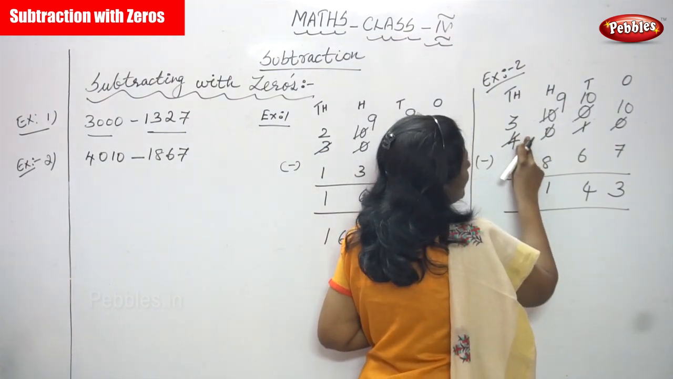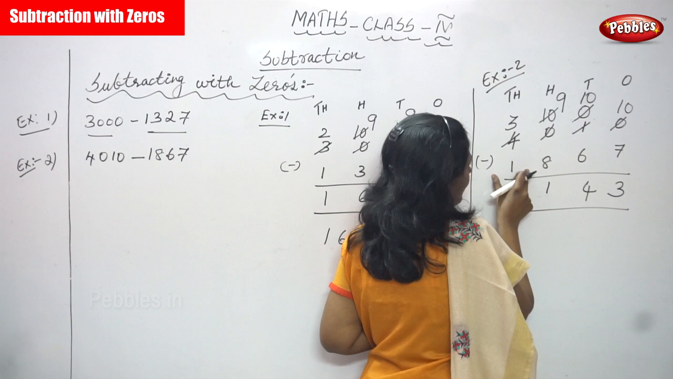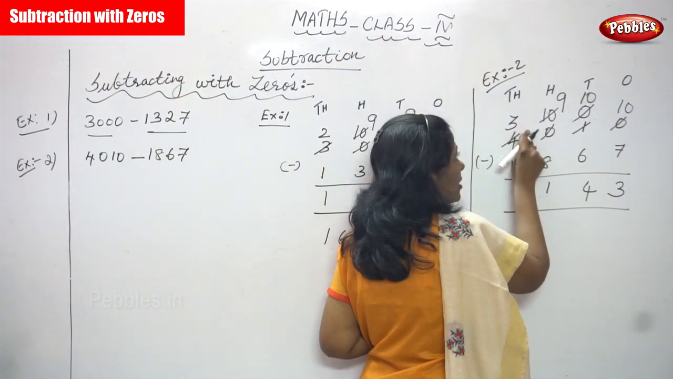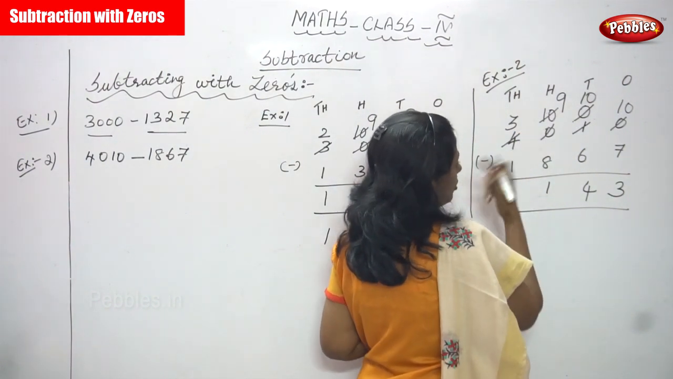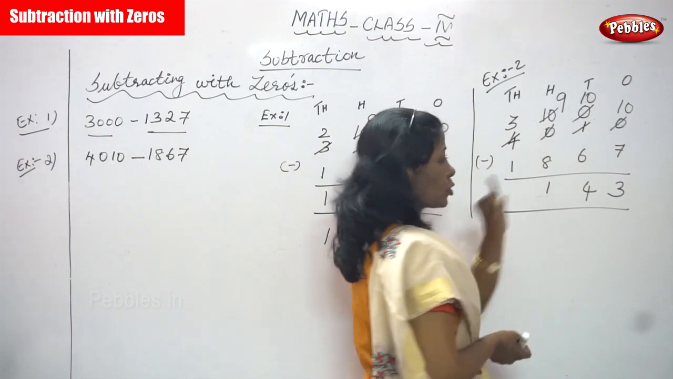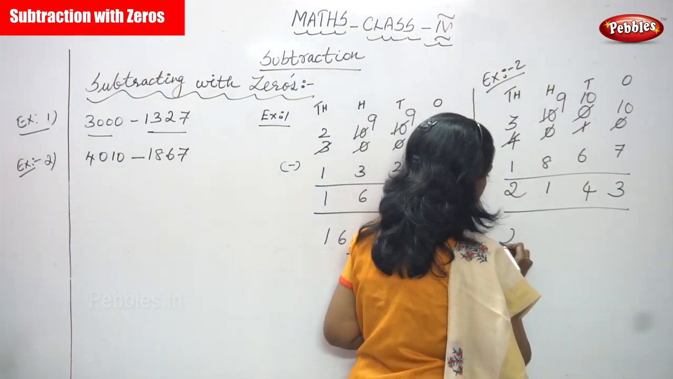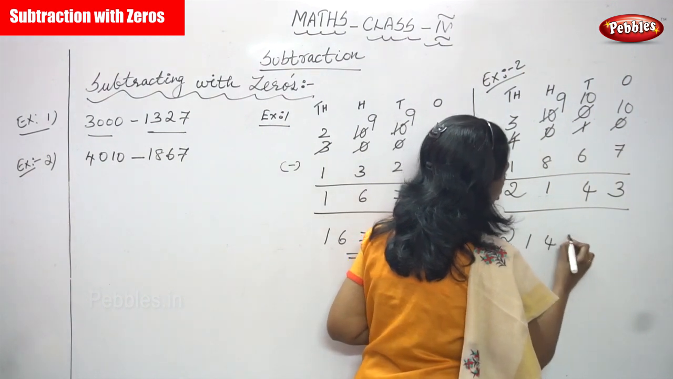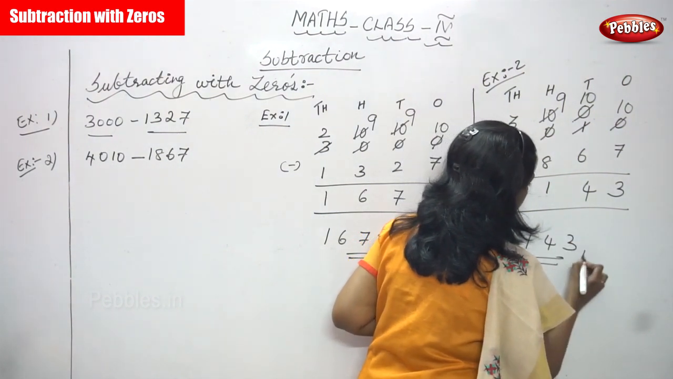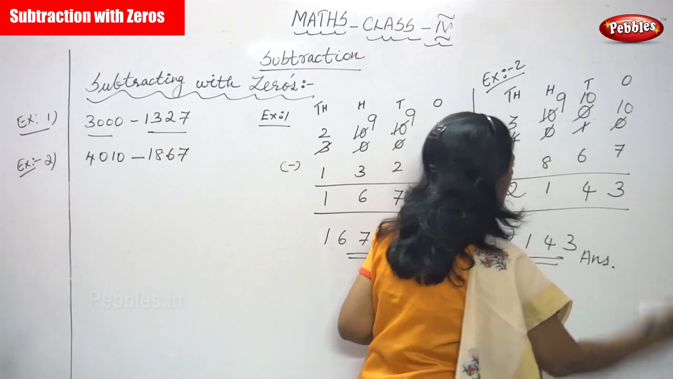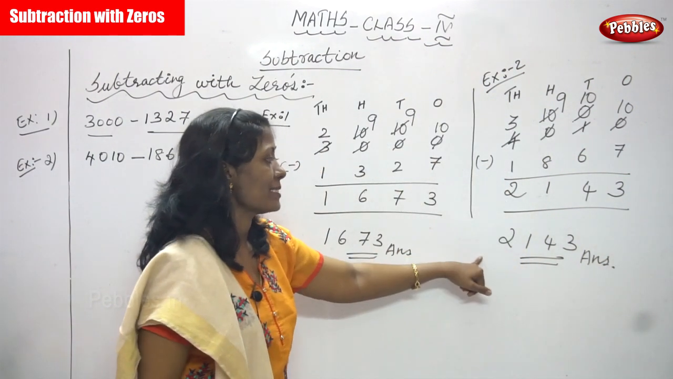Here I'm going to concentrate on the 1000 place. What is the number in the 1000 place? 3. 3 minus 1. So backward counting again. After 1, 2 and 3. What is the number? 2. So I have to write 2. The answer is 2143. This is the second sum answer.